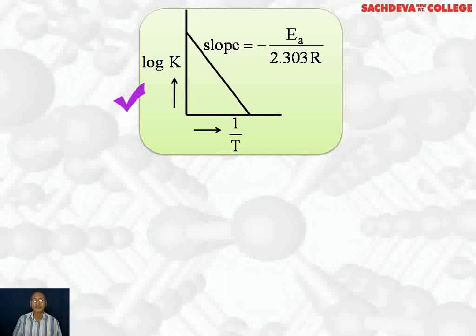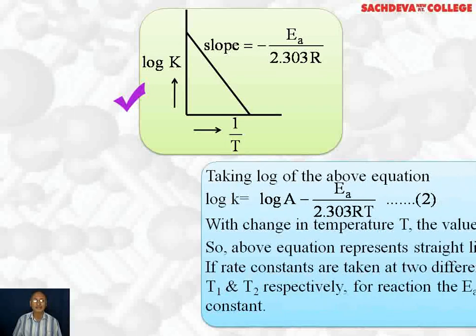Value of R you will substitute as 8.314 joules per Kelvin per mole.